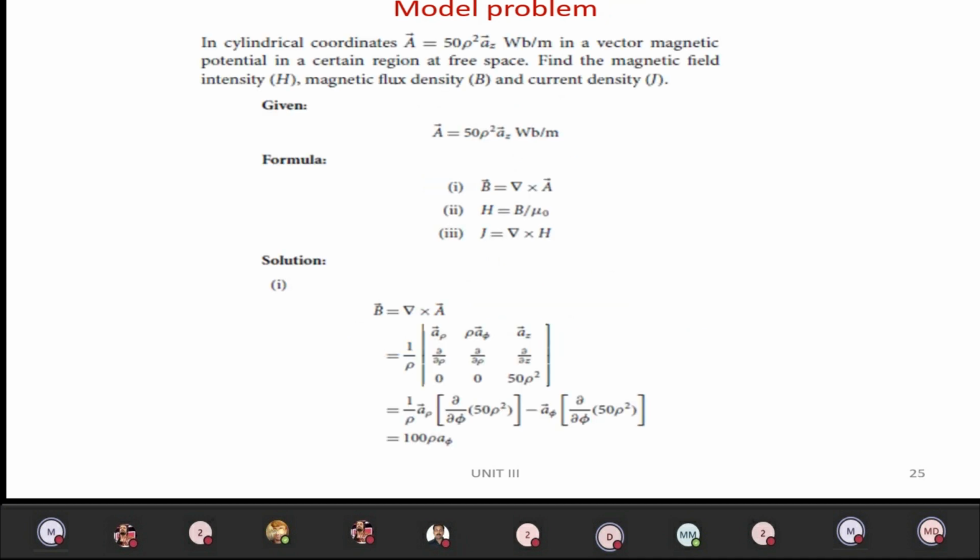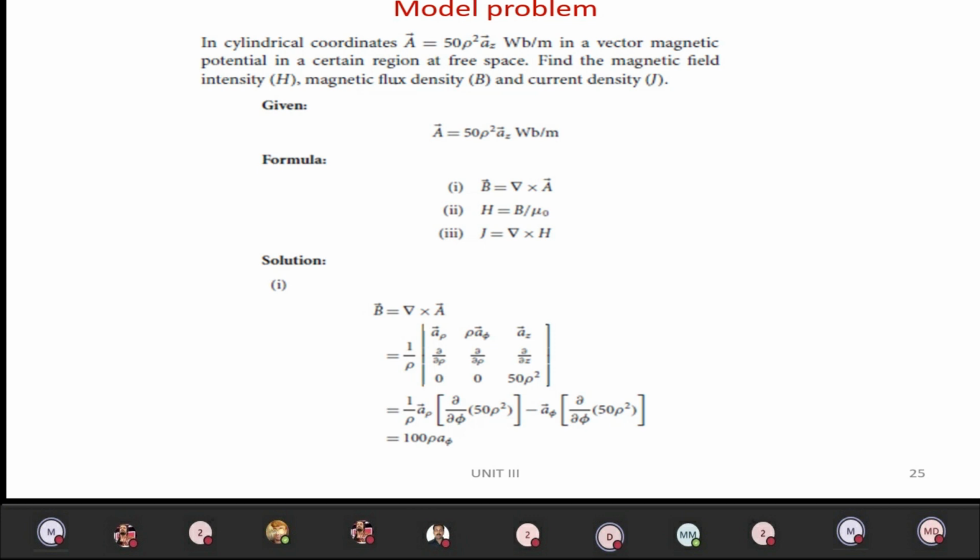Then once again a model problem here. This problem relates to cylindrical coordinates. The last problem we saw was for Cartesian coordinates; here you can see cylindrical coordinates. A vector equal to 50 rho square Az vector, where we have to find the magnetic field intensity, magnetic flux density and current density J. The A value is given. We have to find B, H, J.